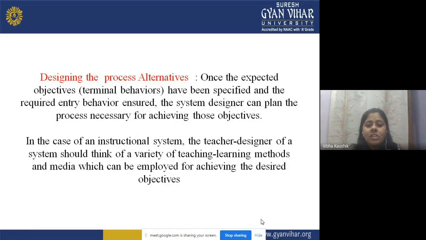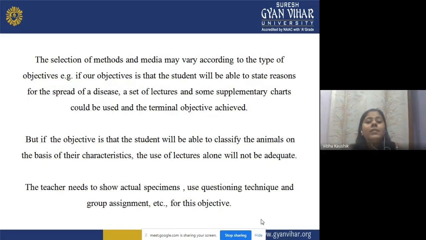In the case of an instructional system, what I told you, a planned way where we are using all types of resources. These resources can be audio aids, video, text, the PPT, to make the learning effective. The designer of a system should think of a variety of teaching-learning methods and media which can be employed for achieving the desired objectives. Now, what they are saying is that the teacher can employ various types of methods so that he can achieve the desired objectives in the students. The selection of methods and media may vary accordingly.